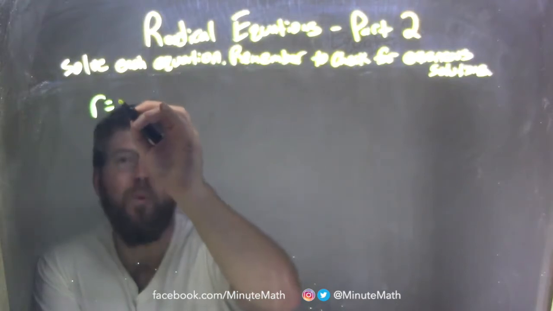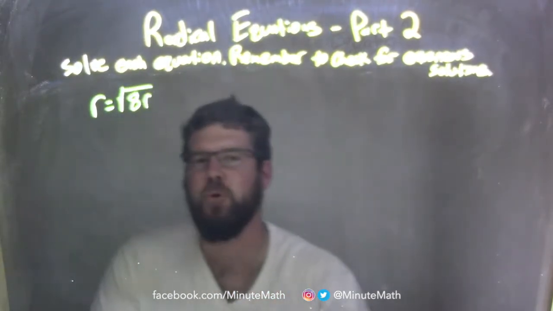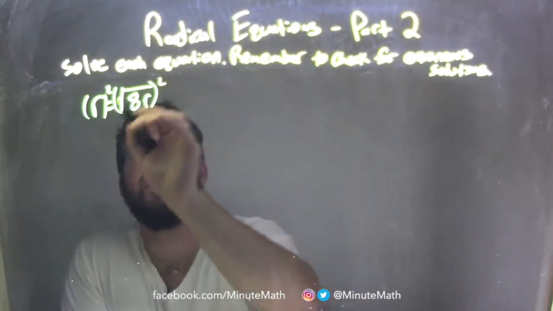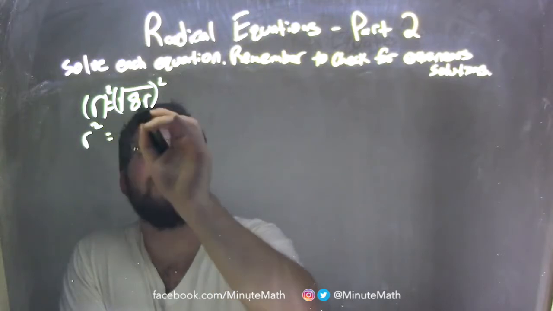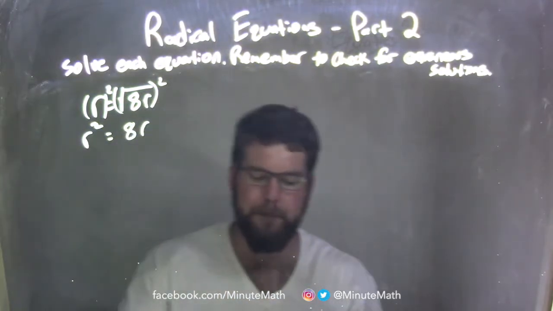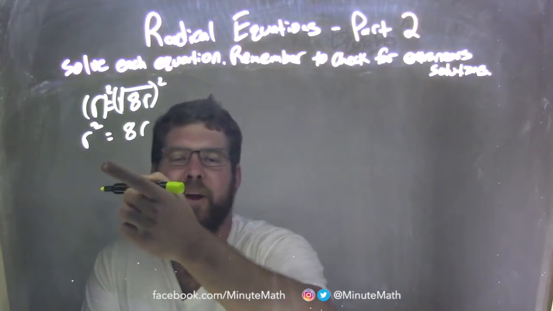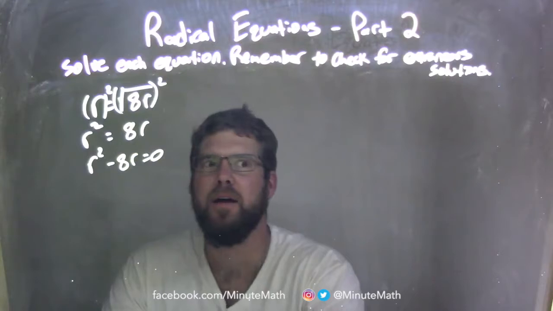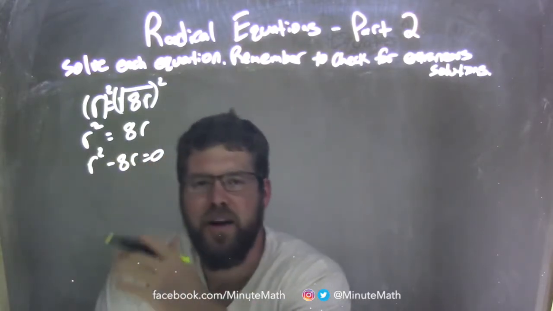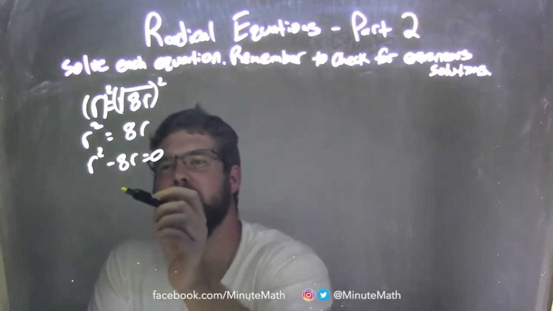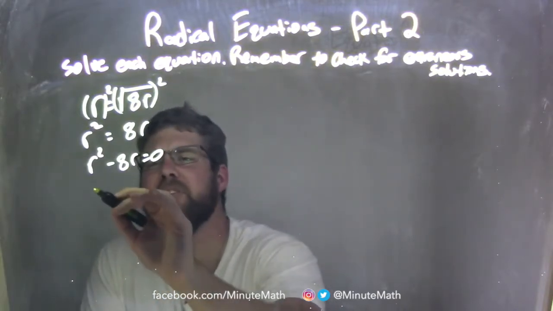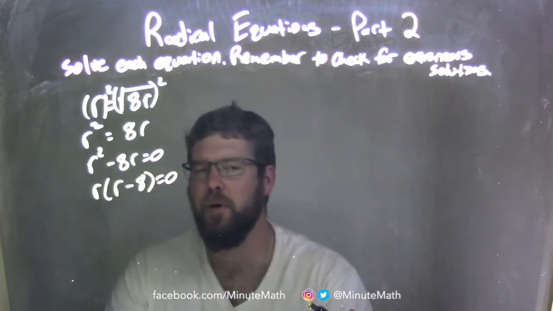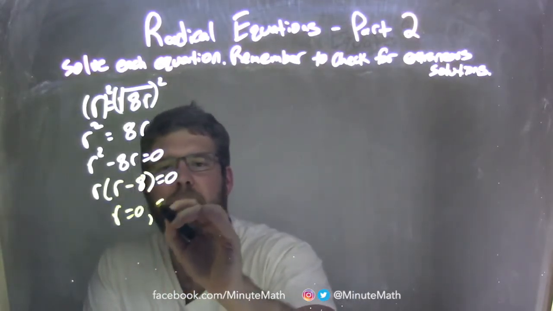Next, r equals the square root of 8r. I'm going to square both sides. r squared equals 8r, since we got rid of the square root. From there, I need to subtract 8r on both sides, so we have r squared minus 8r equals 0. Make sure you're subtracting 8r, not dividing, because dividing doesn't really eliminate anything here. Factor it out: pull out an r, so r times r minus 8 equals 0. Set both factors equal to 0 and get r equals 0 and r equals 8.